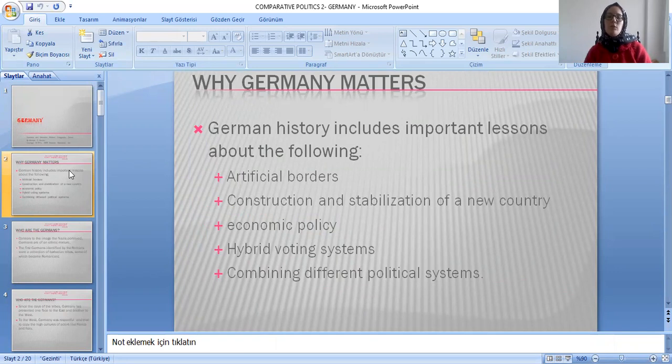German history includes important lessons about the following issues: artificial borders, construction and stabilization of a new country, economic policy, hybrid voting systems, combining different political systems.